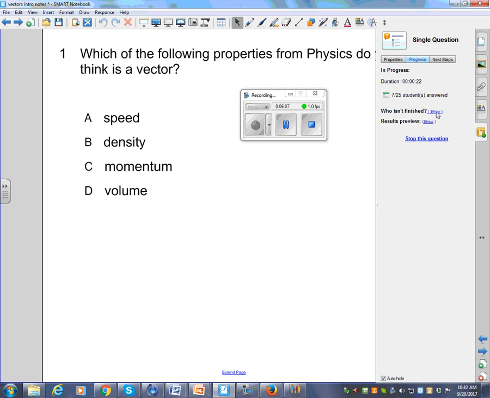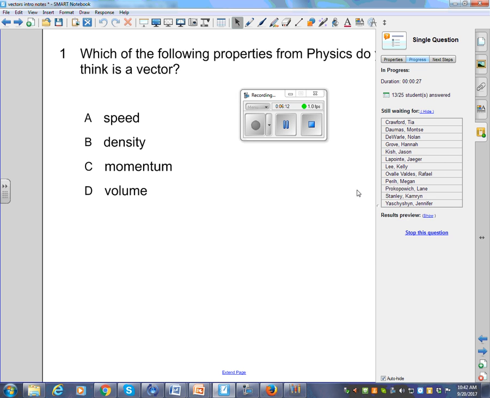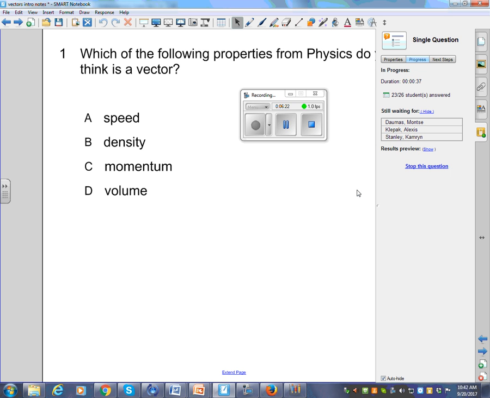And hopefully you've got at least one clicker per table. It's not for marks, it's for learning. That's the real reason we're here. Oh, I got one that's working now. Who needs one? No, nothing more. Sometimes if you turn it off. I'm waiting on two people. Cameron, what do you think? A, B, C, or D?